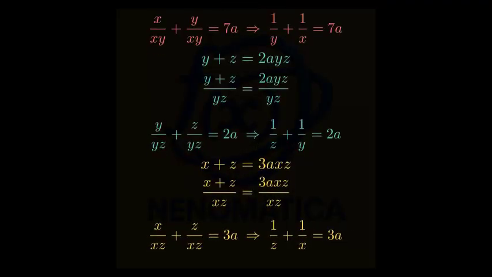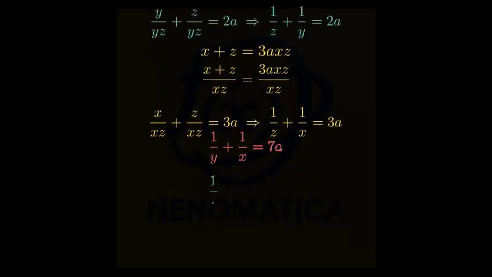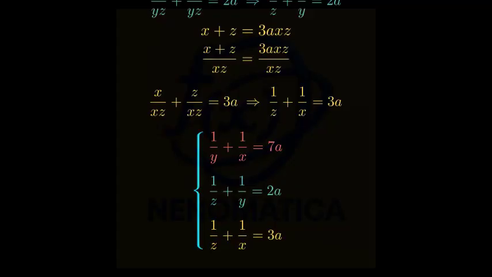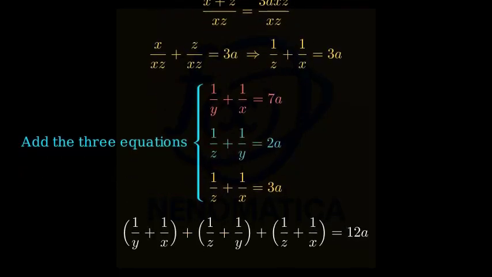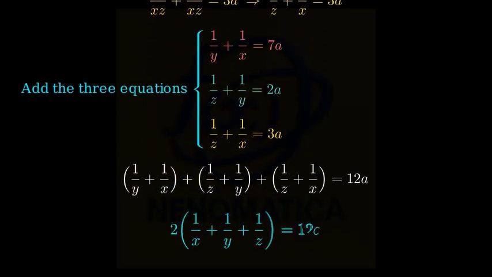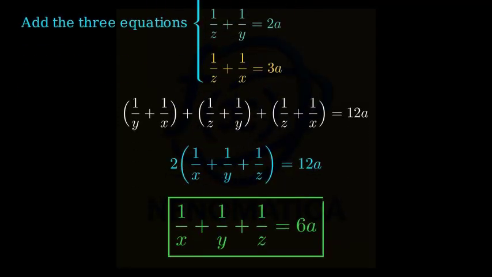Great. Now place the three reciprocal relations together and add them side by side. When we add them, each reciprocal appears exactly twice on the left. The right-hand side becomes 7a plus 2a plus 3a, which is 12a. Therefore, 2 times the desired sum equals 12a. Divide by 2 to finish.